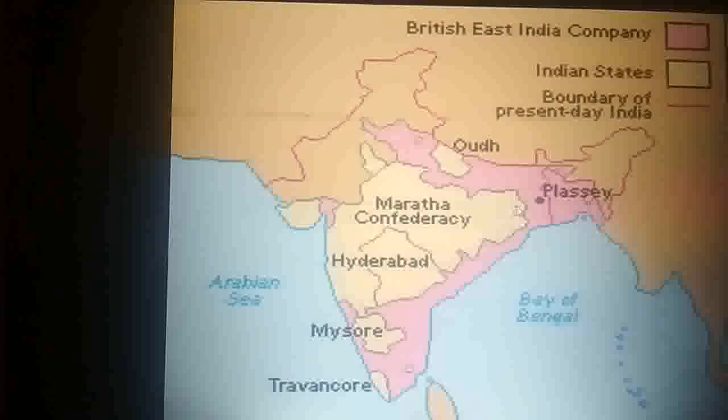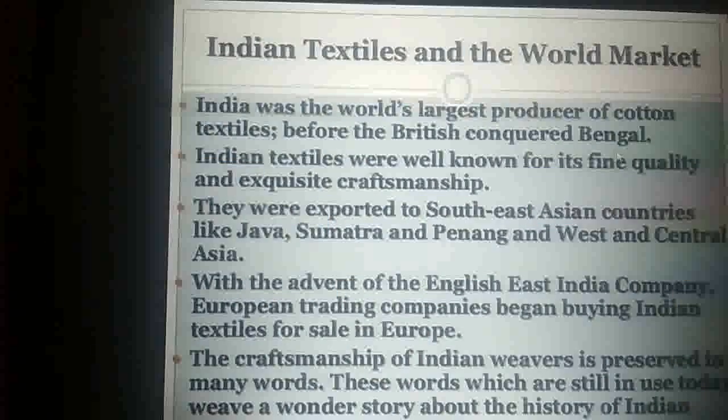And here is a map. The pink color is the area in India which was under the British East India Company. The central part is the Maratha Confederacy, Hyderabad is over here, Mysore is over here, and the north, northwestern and northeastern areas were not under the British East India Company.